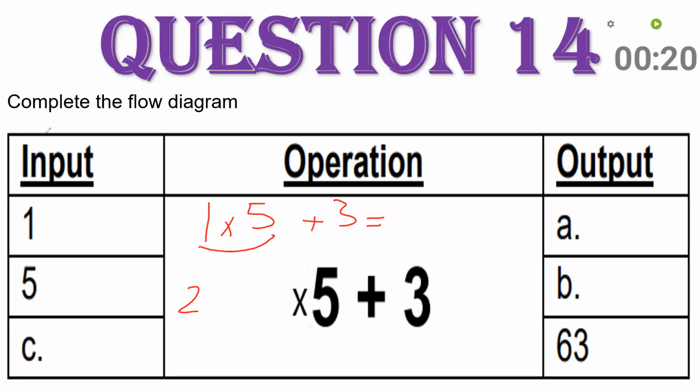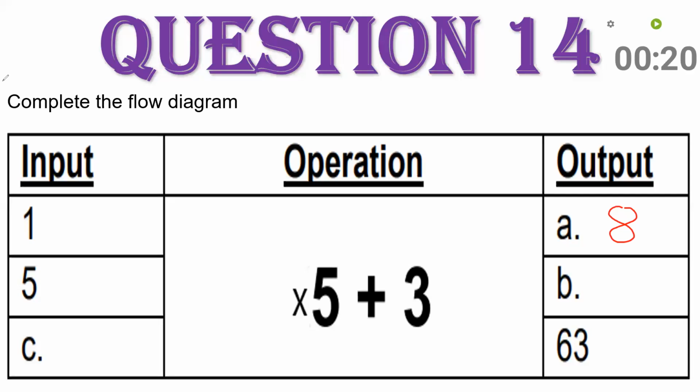All right. For number 1, it was the same. So 1 times 5 is 5. 5 plus 3 is equal to 8. Our answer, first output is 8. If your input is 1, your answer is 8. I hope it's okay. First answer is done. And let's continue with next one.